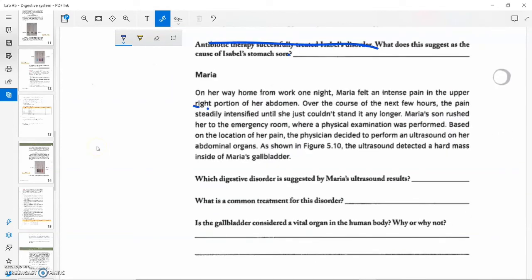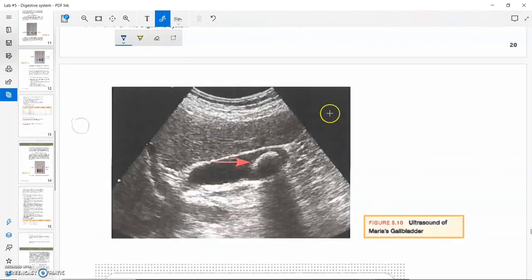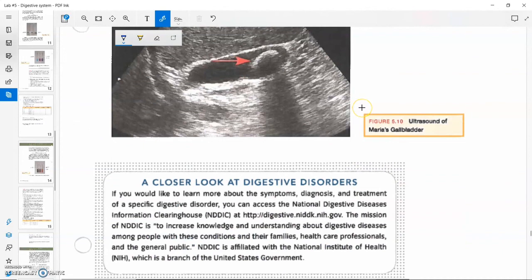Upper right portion of the abdomen, sharp pain means that it is in the area of the gallbladder, so a hard mass inside of Maria's gallbladder, gallstones or cholecystitis. Common treatment, removal of the gallbladder. The gallbladder is not a vital organ because it simply stores bile. People can live without a gallbladder. So you see this mass.